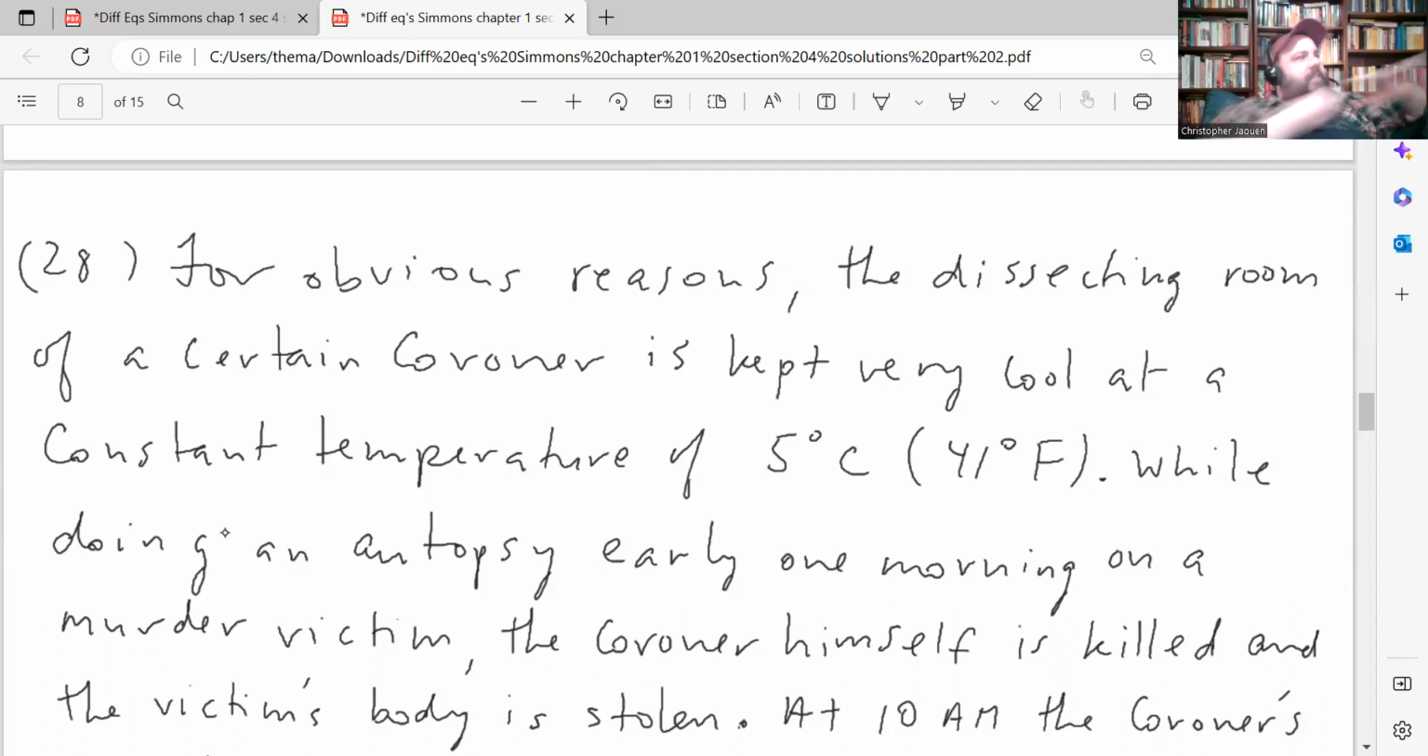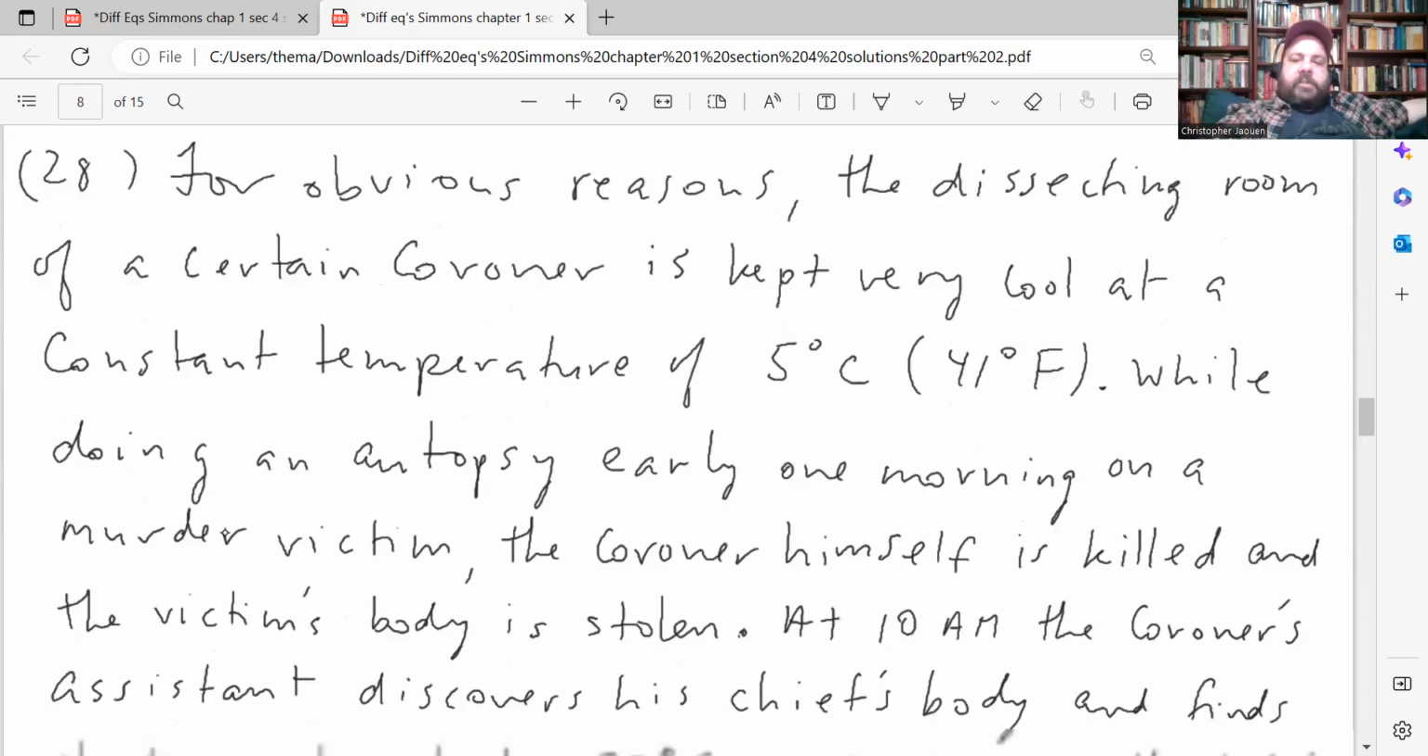I guess that's kind of like a mystery, or something. But anyway, let me read it. For obvious reasons, the dissecting room of a certain coroner is kept very cool at a constant temperature of 5 degrees Celsius, which is the same thing as 41 degrees Fahrenheit.